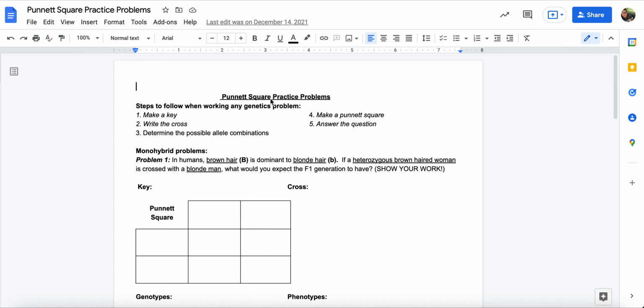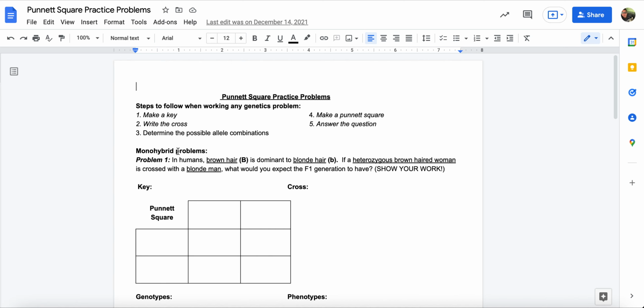How to do the Punnett squares practice problems. For every Punnett square, we need to do 5 things. We need to make a key, we need to write the cross, we need to determine the possible allele combinations, we need to make a Punnett square, and then we need to answer the questions. So that would be the genotypes and phenotypes.